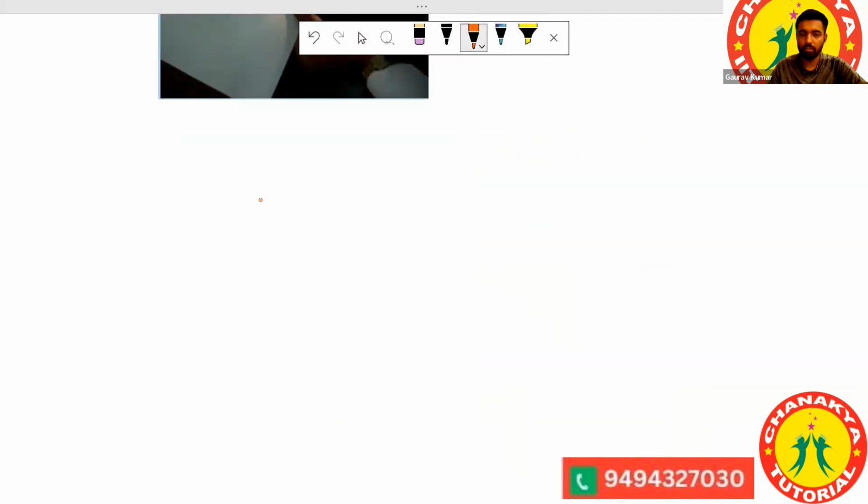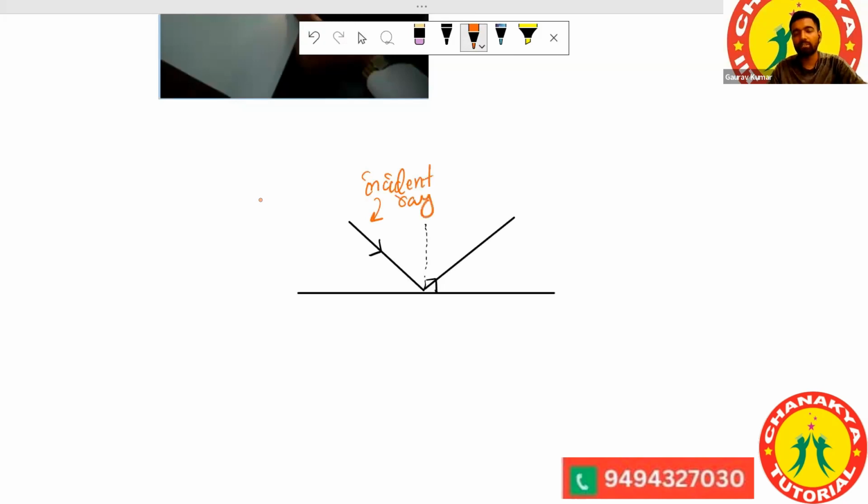if this is a mirror, this is a normal to the mirror. Okay, normal. And if a light is coming to this side of the mirror, then it is bouncing back. So the light which is coming towards the mirror is known as the incident ray, and the light which is reflected from the mirror is known as the reflected ray.